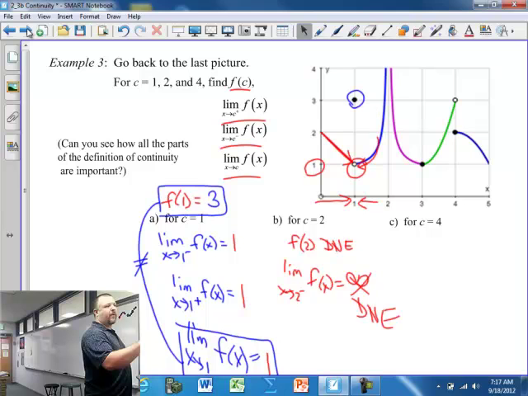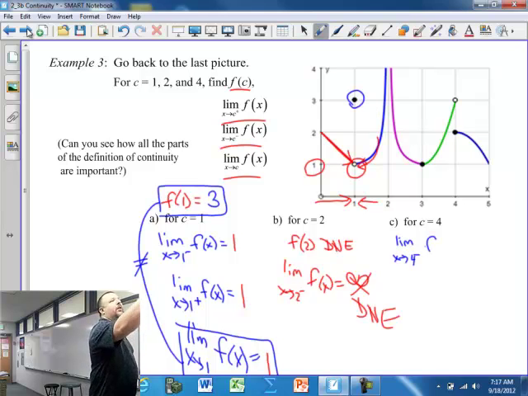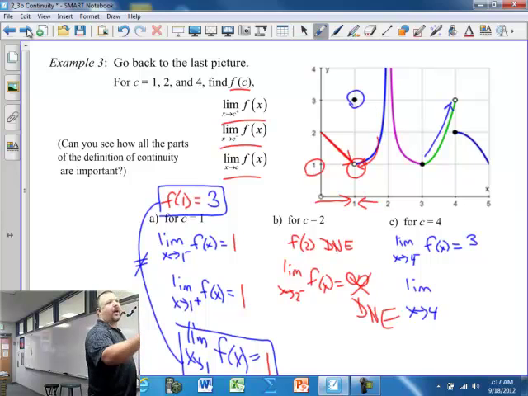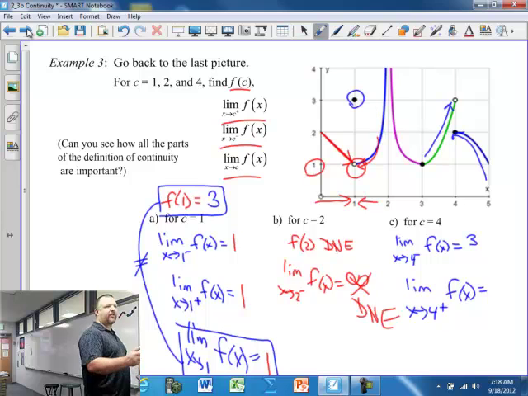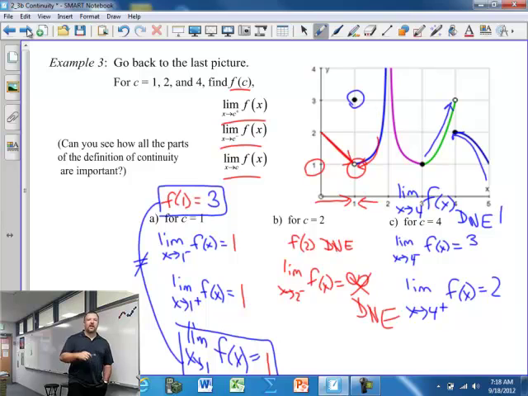How about at c equals 4? Well, the limit as x approaches 4 from the left of my function happens to equal 3, and the limit as x approaches 4 from the right of my function equals 2. That means the limit as x approaches 4 of my function does not exist. And if the limit doesn't exist, continuity fails.